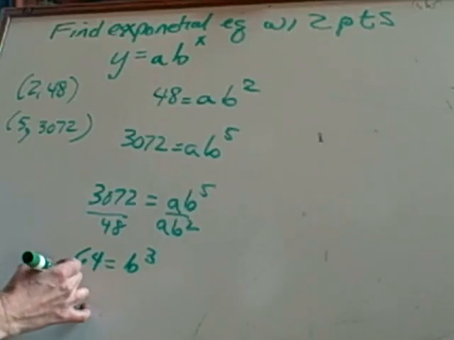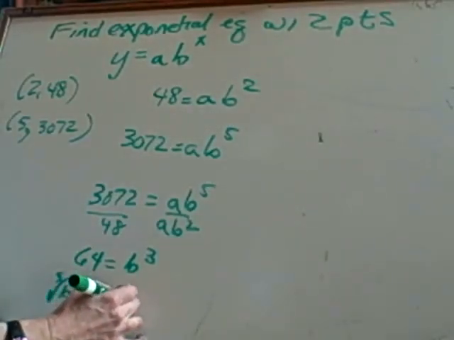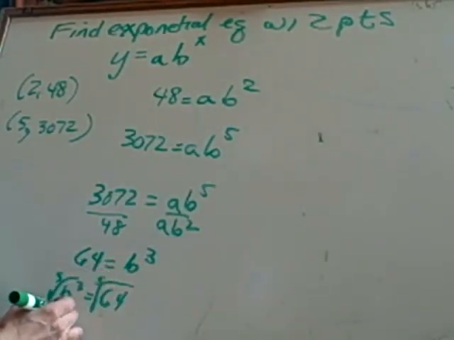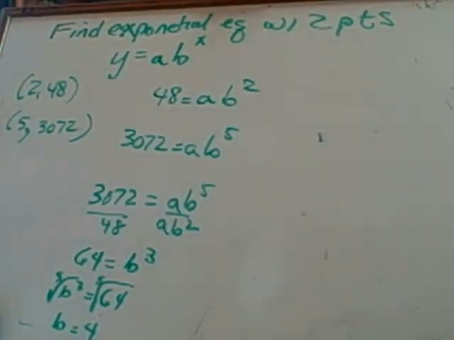We do the cube root of both sides, which happens to be 4. Actually, b equals 4. Oh yeah, 4. I was right. Okay. Let's look at something else.